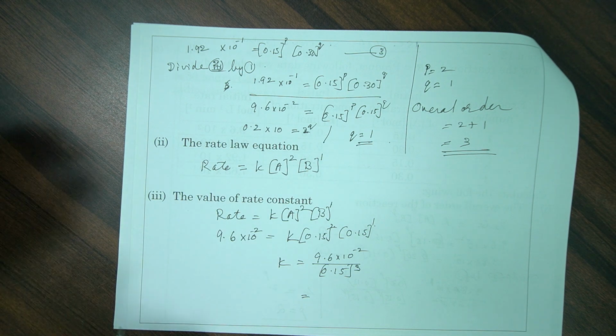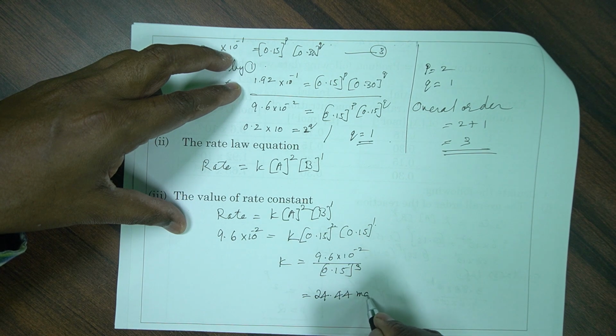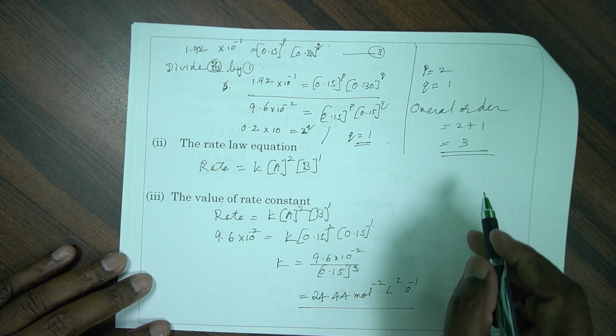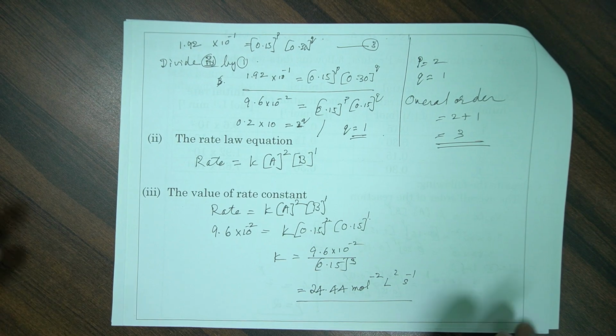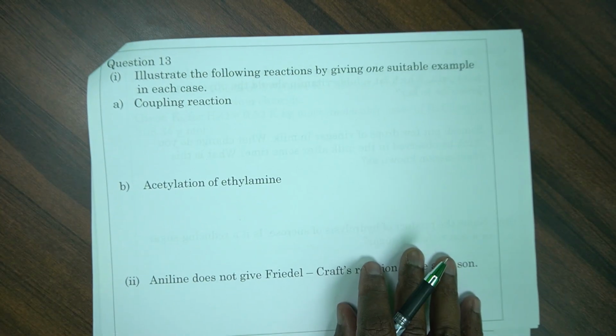It's coming 24.44 mole to the power minus 2 liter square per second, using on the quantities a third order reaction, right? So this is solved. I hope you understood this. Going to the next question, question number 13.